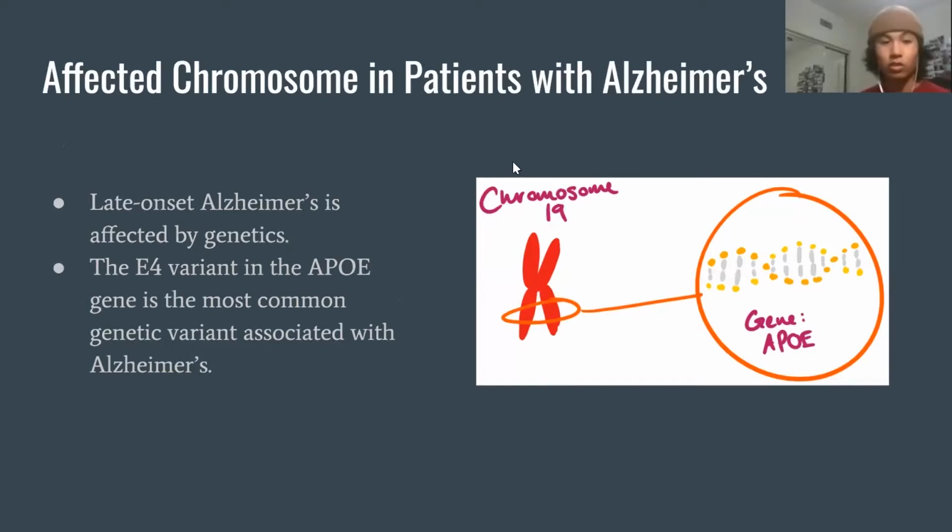So in patients with Alzheimer's, the most commonly affected gene is the APOE, and most specifically, it's the APOE4, in other words, the E4 variant. And this is typically found on chromosome 19. And as I said, this is found on chromosome 19, and there's a picture on the right.